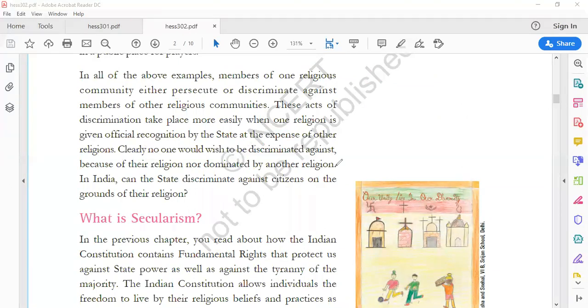Clearly, as human beings, nobody wants to be discriminated against because of their religion, nor dominated by another religion. In India, can the state discriminate against citizens on the grounds of religion?